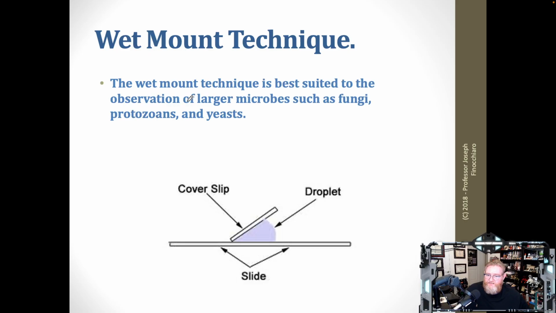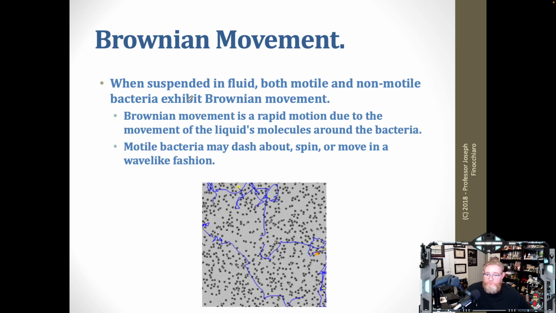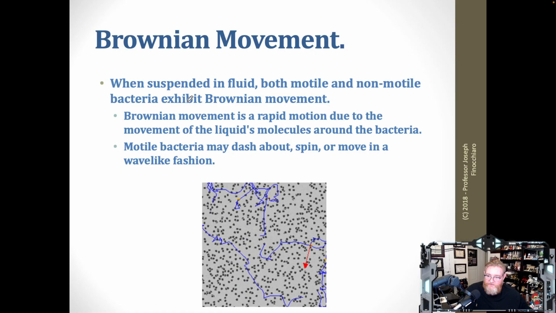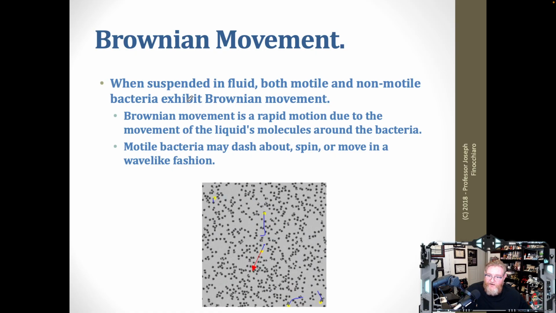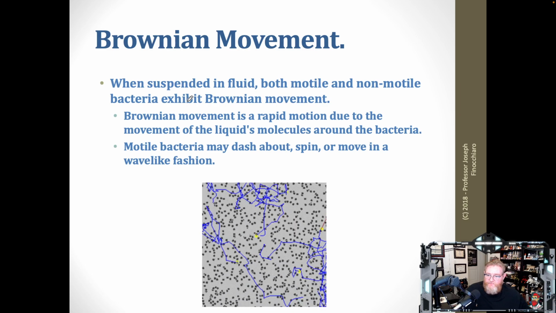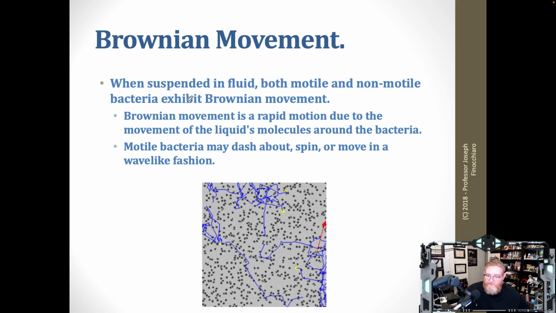The wet mount technique is best suited to the observation of larger microbes such as fungi, protozoans, and yeasts. You know that's important. When suspended in fluid, both motile and non-motile bacteria exhibit Brownian movement. Brownian movement is a rapid motion due to the movement of the liquid's molecules around the bacteria. Motile bacteria may dash about, spin, or move in a wave-like fashion.